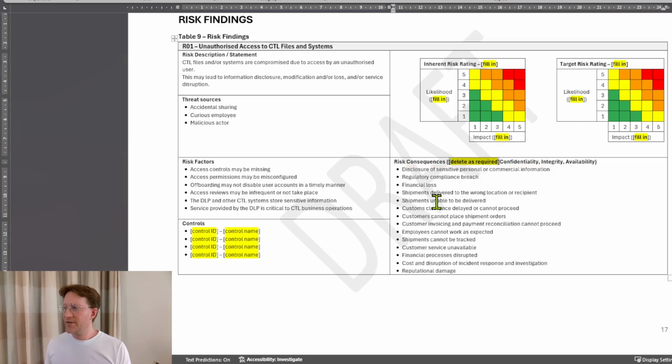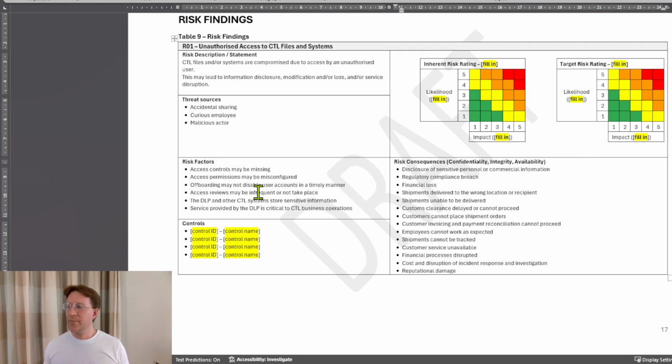For the risk consequences, up the top, we list out which of these three, confidentiality, integrity, and availability, which of them are applicable to this risk. So in the template I've got, it's set up with all of them there and it says delete as required. In this particular case, we're going to keep all of them because we've already identified up here that we could have an impact on all three of the CIA principles.